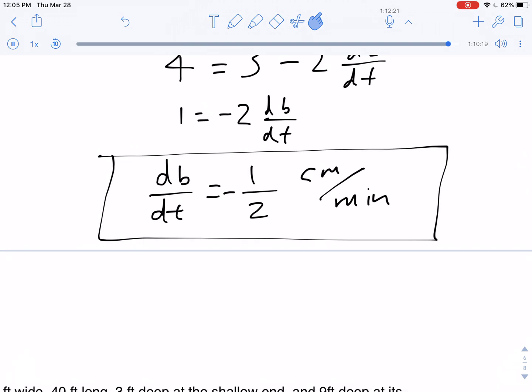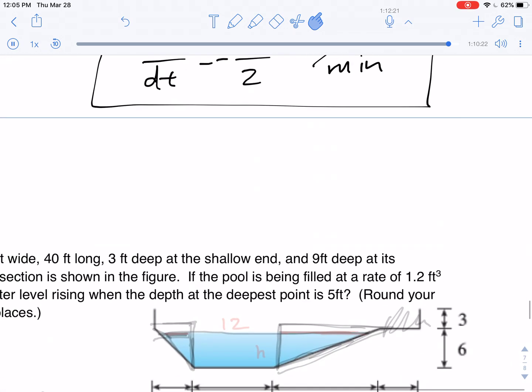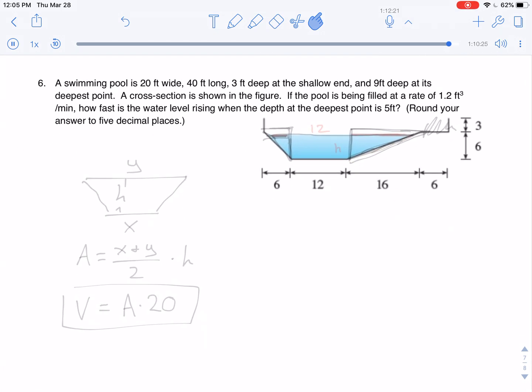This last one, this pool one, I am leaving for you to do as homework. The hints we need for this last one are the area of the trapezoid. If I call this x and this y, and the height h, then the area of my trapezoid would equal (x plus y) over 2 times h, the average of the bases times h. To get the volume, they are giving us that the swimming pool is 20 feet wide constantly. I would take the area of my trapezoid and multiply it by my width, which is 20.